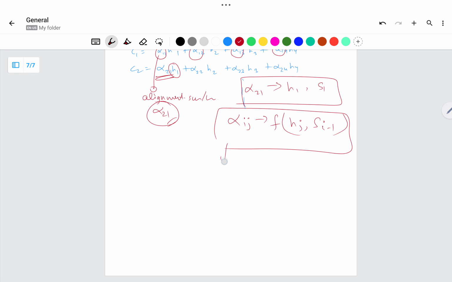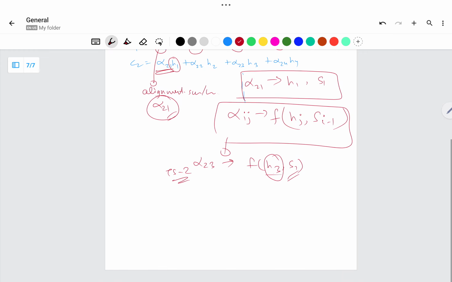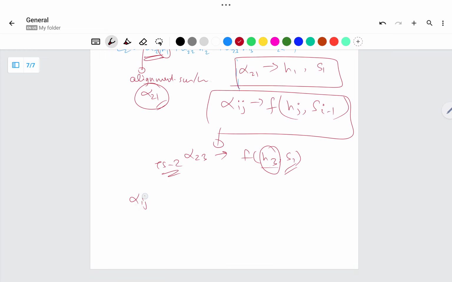Okay. Let's start writing this for alpha 23. It would look like this. So we are writing for time step 2, right? So it's dependent on the third hidden state of the encoder block along with the hidden state of the first decoder block. First decoder block means the first time step. Okay. So this is how all the alignment scores can be calculated. It's by taking a function of these vectors.